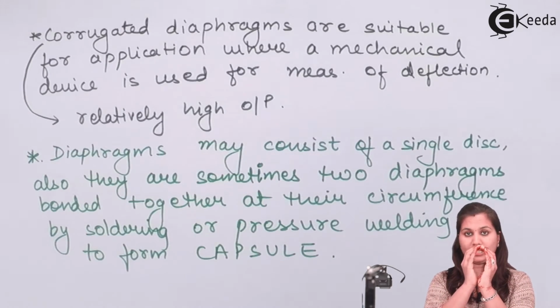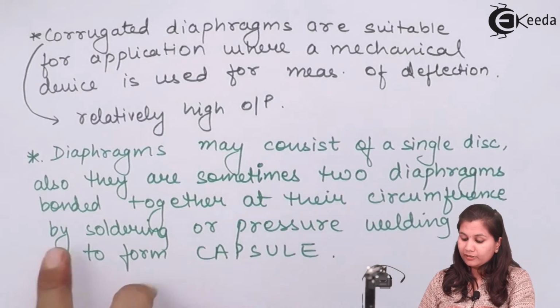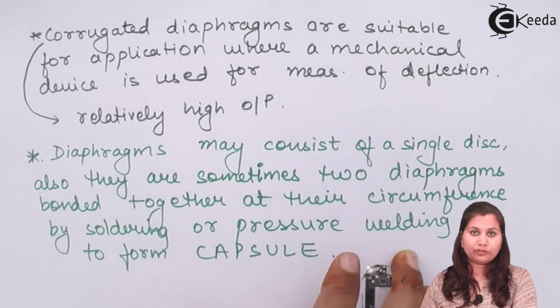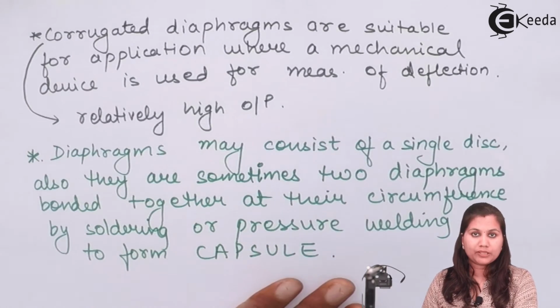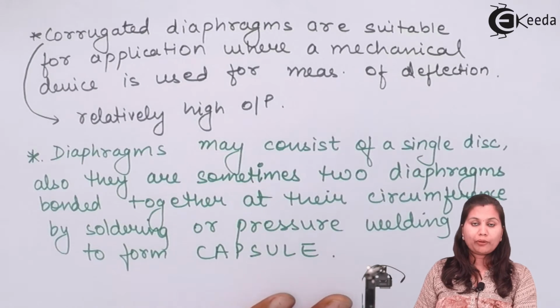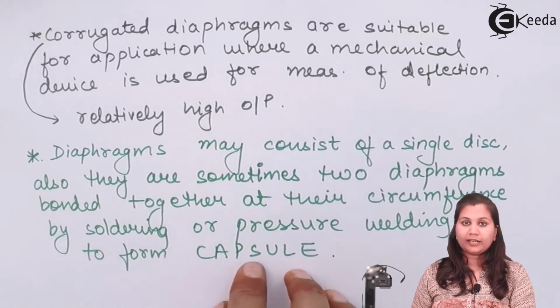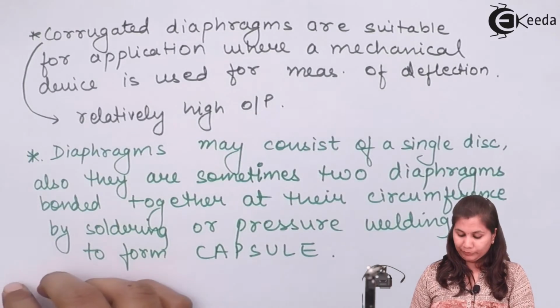They are joined together at their circumference by soldering or pressure welding to form a capsule. Such diaphragms, which are a combination of two or more diaphragms joined together, are known as capsules. Let us see the diagram of a diaphragm which consists of three capsules.